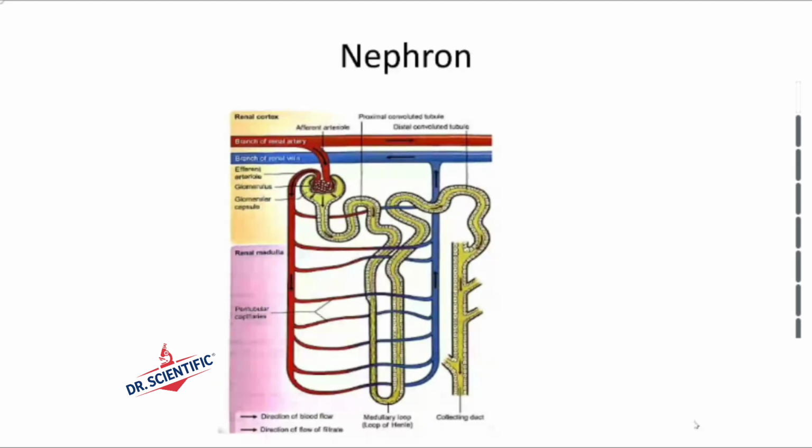So this is the functional unit. The kidney has so many of these. Of course, they are microscopic. You'll have to look under the microscope to be able to see them. They are in their millions. And basically, this is where urine is formed.